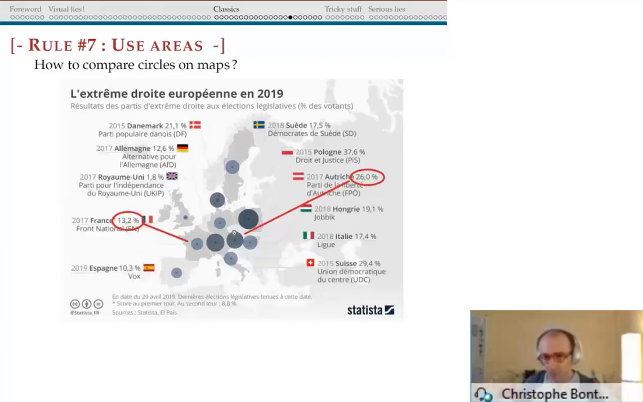Hopefully we have the numbers, but maybe it would have been better not to have a map and to have the numbers represented not by a circle, but by something we can really compare, something where we can really see it's double in Austria than in France.